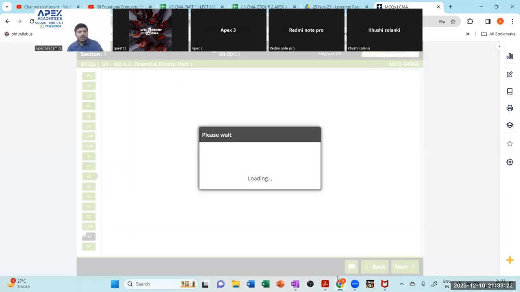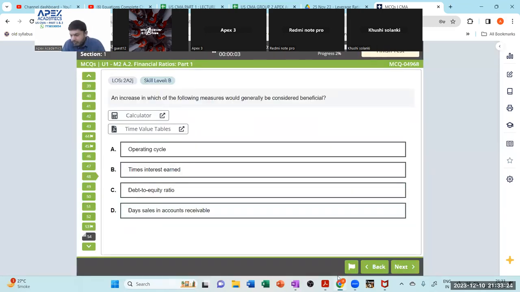Question number 48, 4968. An increase in which of the following measures would be considered beneficial? Operating cycle. If it increases, more time to collect cash. Times interest ratio. If it increases, EBIT is more. Debt to equity ratio. If it increases, debt is more. Days sales in accounts receivable. If it increases, longer time to collect your money. So what is your answer?